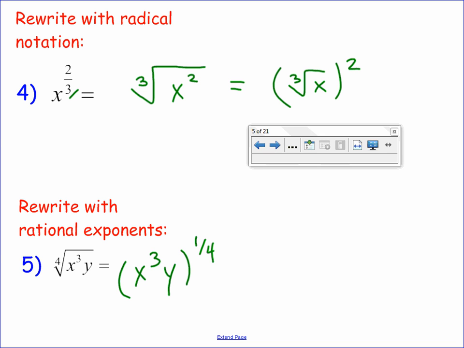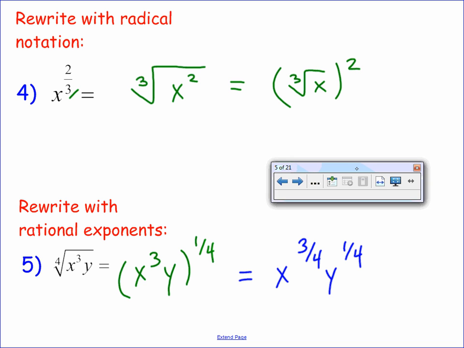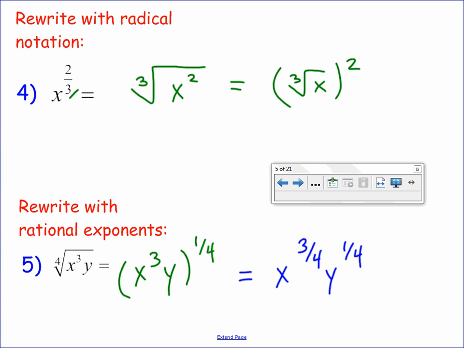And then if I wanted to, I could apply that 1/4 to each one and get rid of parentheses. That is to say, x cubed to the 1/4 power is x to the 3/4 and times y to the 1/4. So either of these expressions is correct.